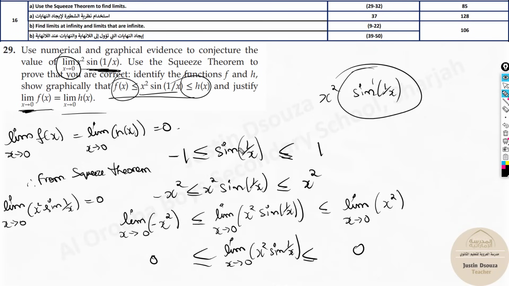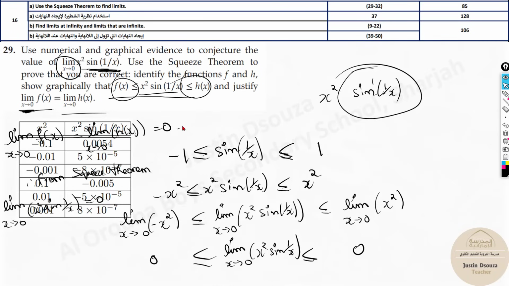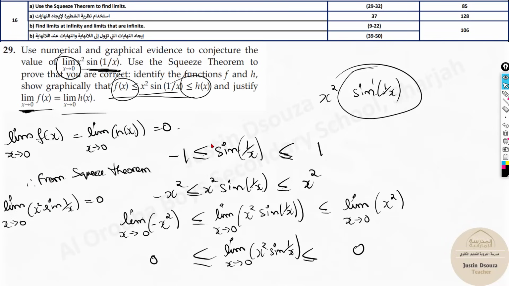This is basically the squeeze theorem. Now personally, if I was correcting, if I had seen this, I would give you full marks because that's the answer. Now let's look into the, okay, use numerical. See, now this is the formula method. This is what is technically really a squeeze theorem.